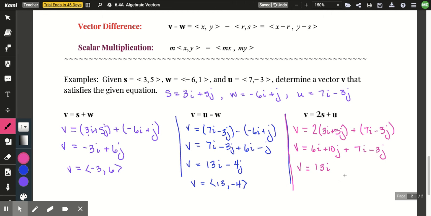So 6i and 7i is 13i. 10j minus 3j would be positive 7j. So this last one would be 13i plus 7j. In component form, of course, that would just be 13, 7. All right, now you try the rest of the problems.